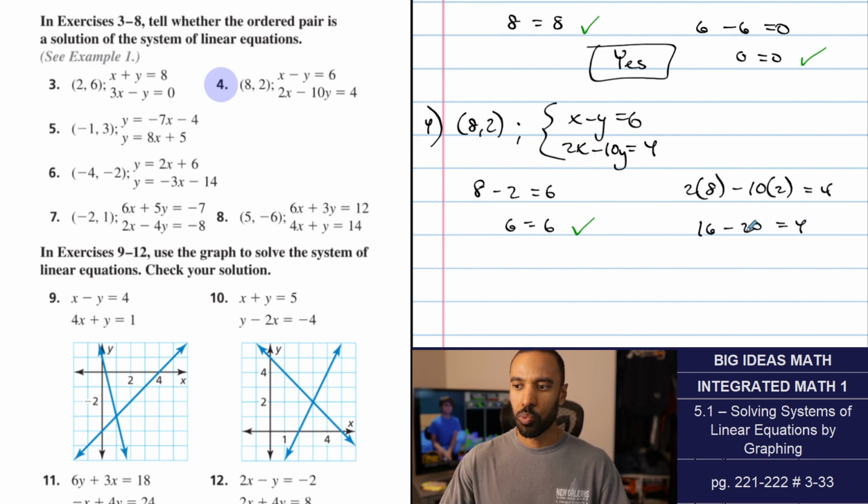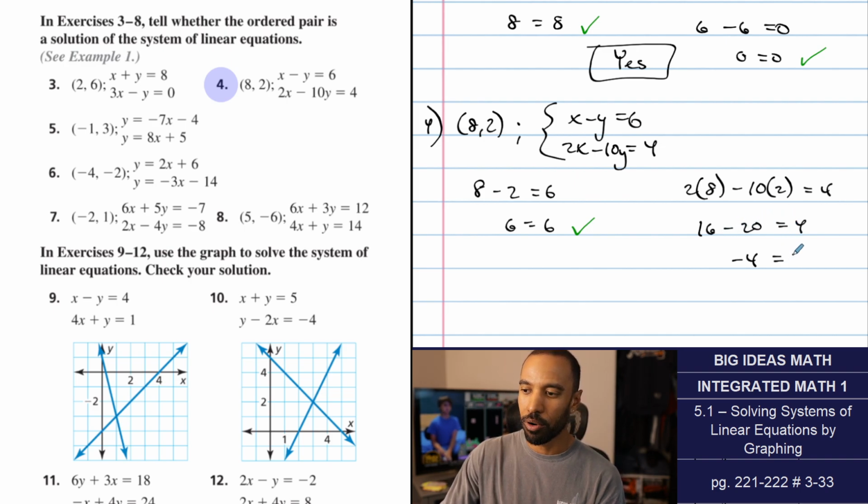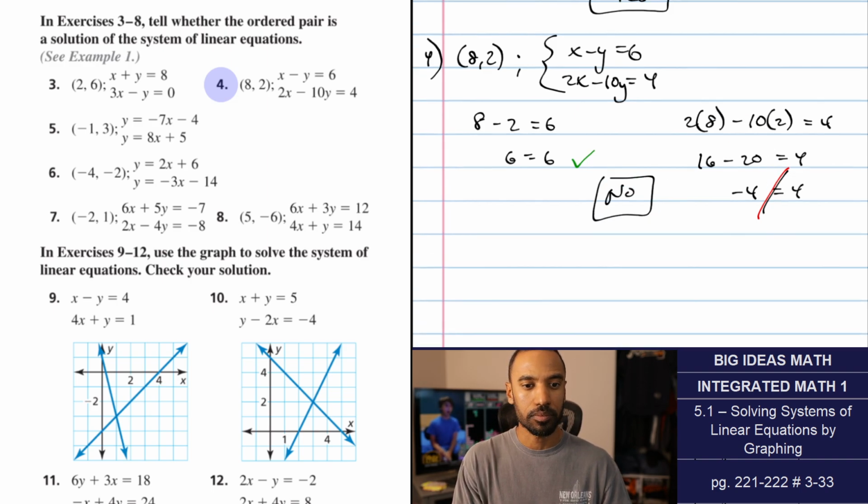All right, 16 minus 20 equals 4. Well, see, because someone might say, oh, yeah, that is 4. No, it's -4, right? -4 equals 4 is a no-go there. That's not the case. So this is a no, not a solution to the system if I calculated everything correctly. No. Number 5.